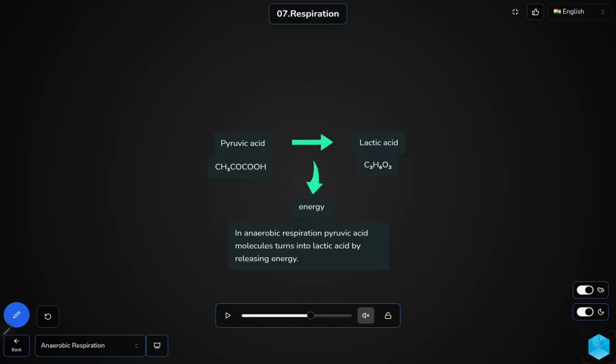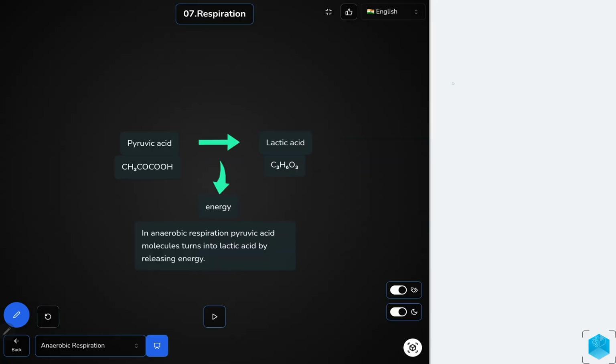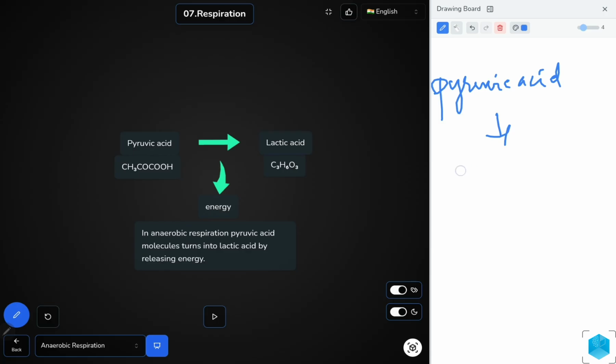During anaerobic respiration, pyruvic acid gets converted into lactic acid, and energy is liberated. So in aerobic respiration, what did we see? We saw that pyruvic acid was getting converted into carbon dioxide plus water. This was in the case of aerobic respiration, that is, in the presence of oxygen.